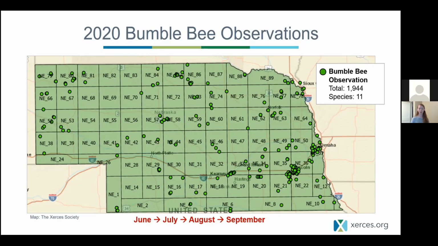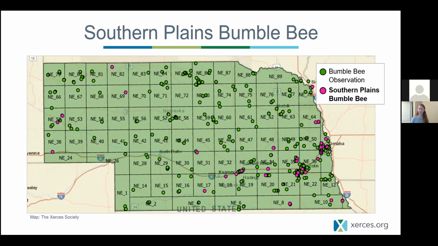And most of these bumblebee observations were attached to a habitat survey as well. And so what we plan to do with all of these observations that have come in is look at different species, look at the phenologies, look at their distribution. One in particular that we're excited to look at is the Southern Plains bumblebee.